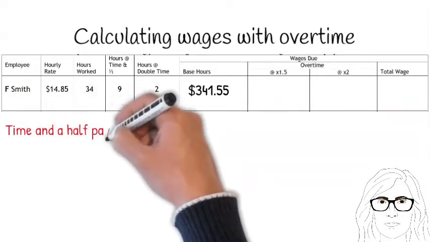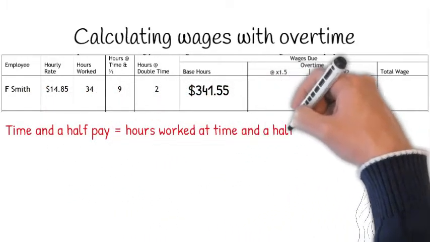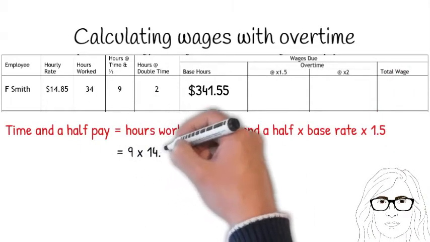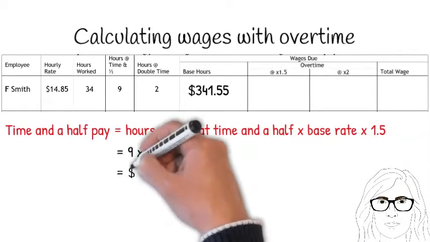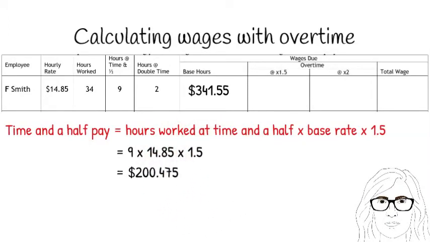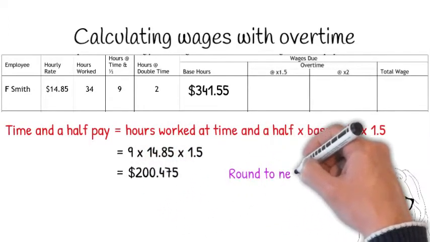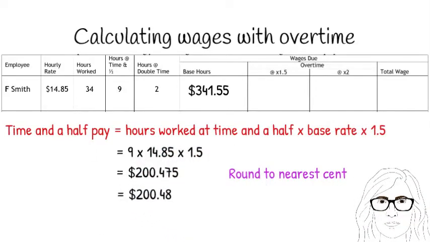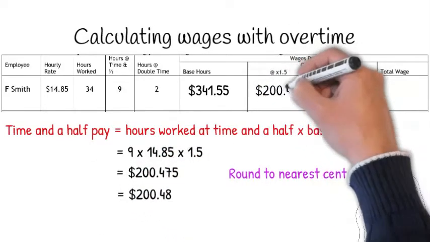The next cell in our table is to help calculate the pay due at time and a half. Again, write out your formula first, substitute in the values that you've already identified above, and then you're going to have to round your answer to the nearest cent. We can't get paid a half cent. Put this in your table.